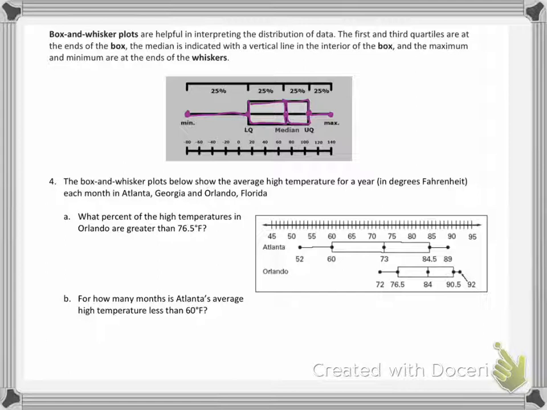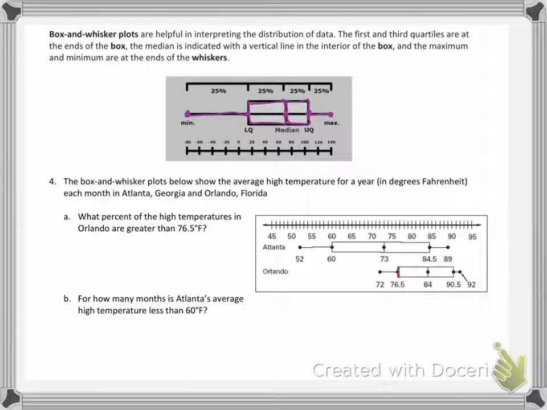Question A is asking what percentage of the high temperatures in Orlando are greater than 76.5. So here we see 76.5 is the second of these 5 dots. That means that is the lower quartile, the Q1. And it wants to know the percent that's greater than 76.5.